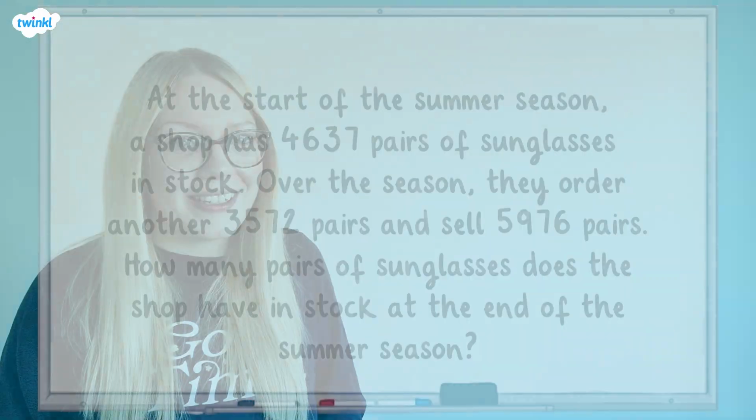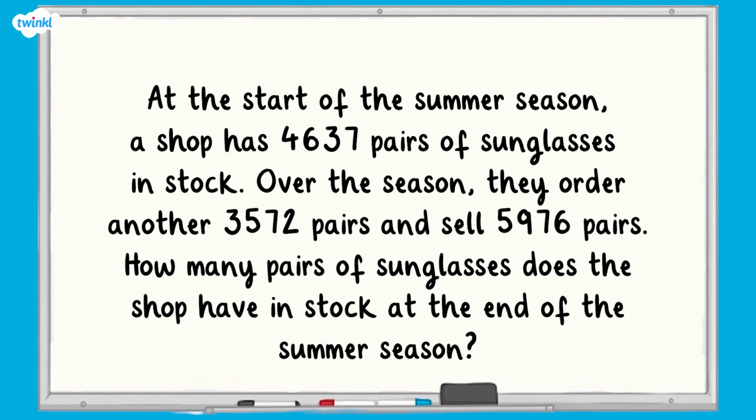Now it's your turn. Have a go at solving this multi-step problem. At the start of the summer season, a shop has 4,637 pairs of sunglasses in stock. Over the season, they order another 3,572 pairs, and they sell 5,976 pairs. How many pairs of sunglasses does the shop have in stock at the end of the summer season?